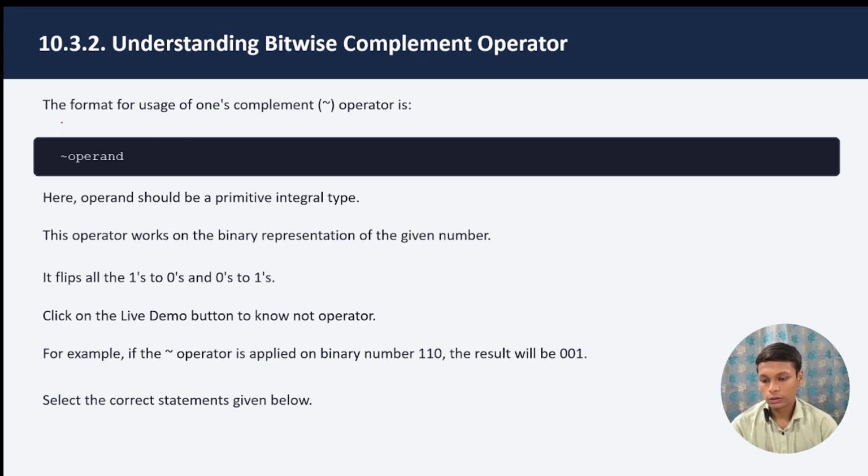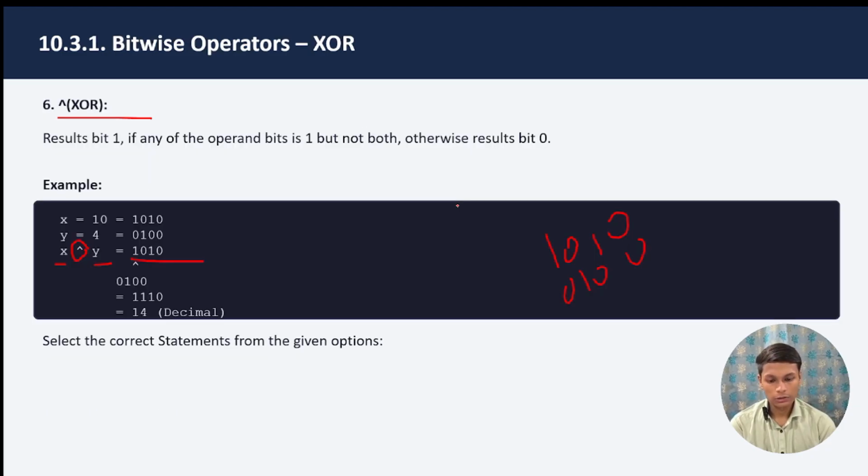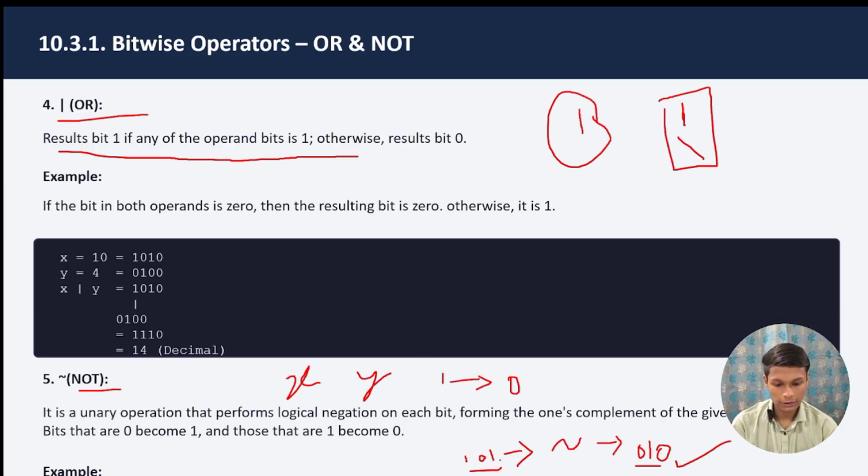Now we have done this, so read it once more for better understanding, because these are the important ones. These operators, which operator is this? Not operator. Good. The NOT operator flips all zeros to ones and all ones to zeros. It converts all ones to zeros and all zeros to ones. If you take the example we discussed here, it converts zeros to ones and ones to zeros.